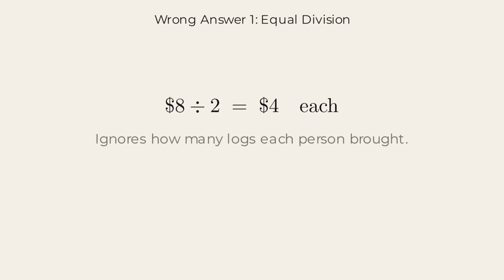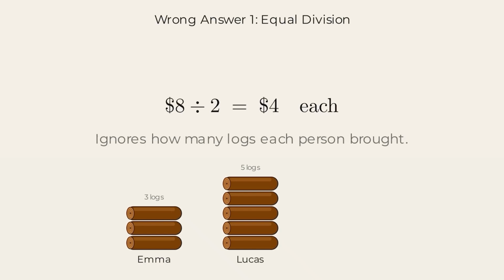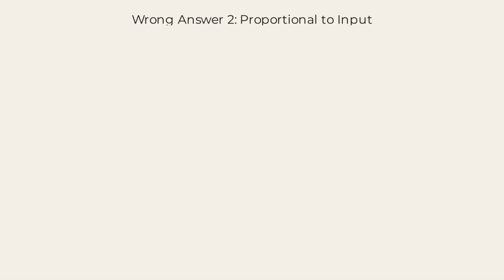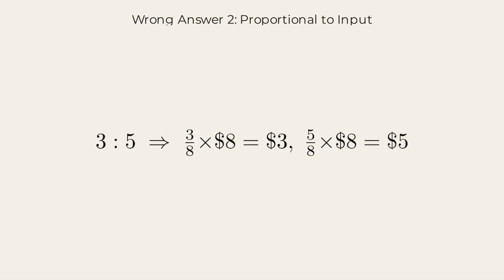But notice what this calculation never asked. It never asked how many logs Emma brought or how many Lucas brought. It treated them as identical. They are not identical. Emma brought 3 logs. Lucas brought 5. Pretending they made equal contributions is the error. Wrong. Some people catch that mistake and try harder.